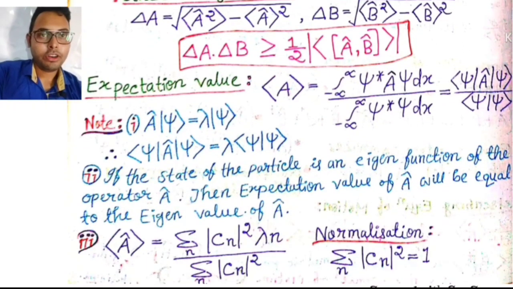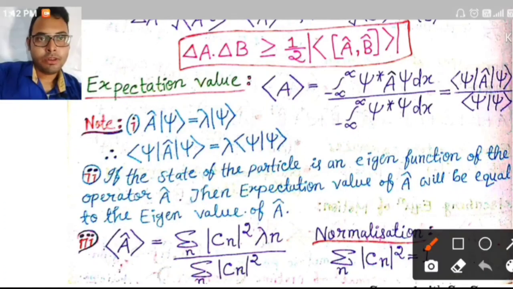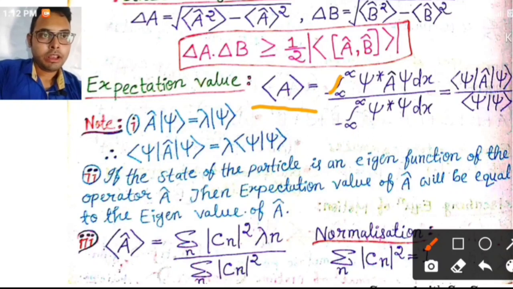Let's move on. Expectation value: we will encounter expectation values most of the time in our exams. This is very important. We can calculate the expectation value from this formula. We can integrate over the limits which the system has. In this case, from minus infinity to plus infinity. If a one-dimensional box is given and the box goes from 0 to L, then we need to put the limit from 0 to L.